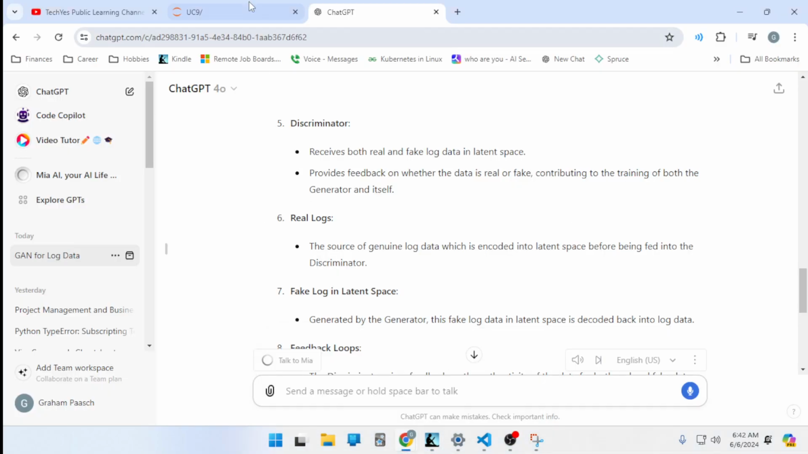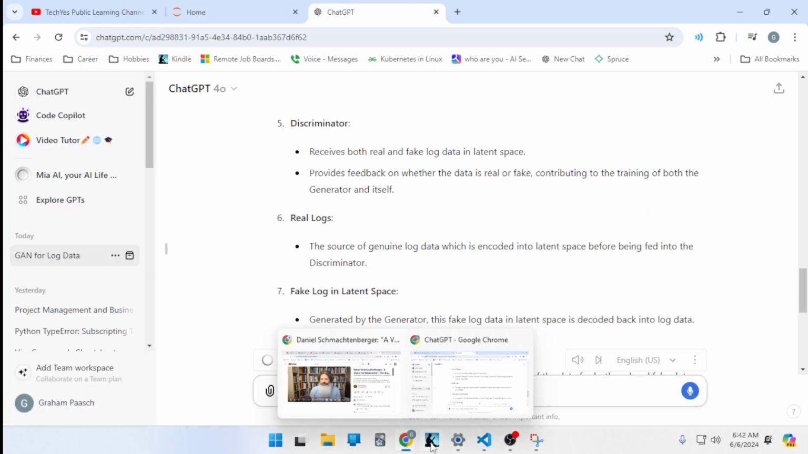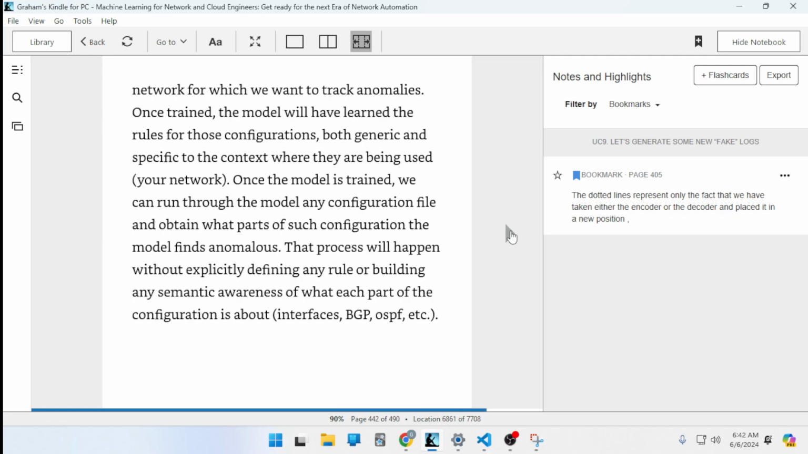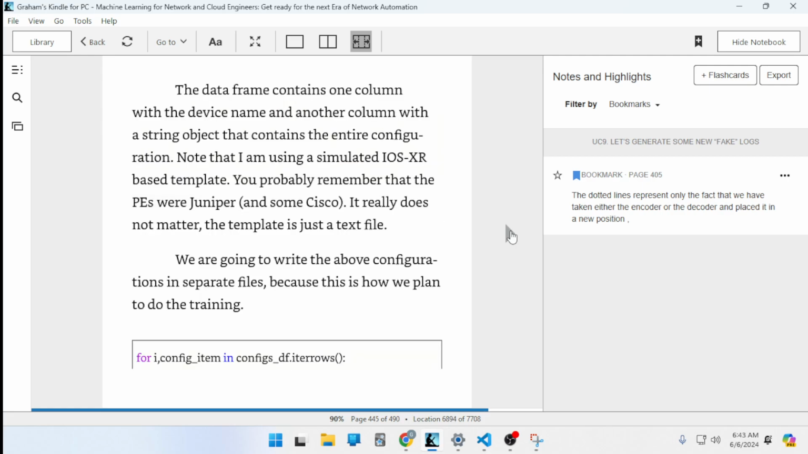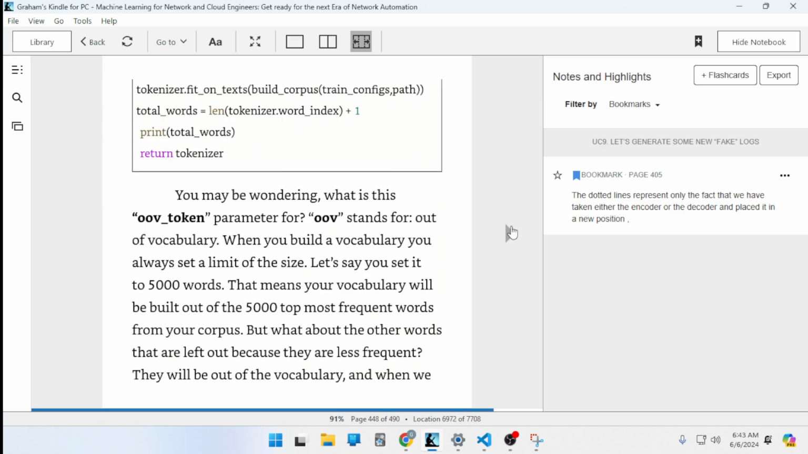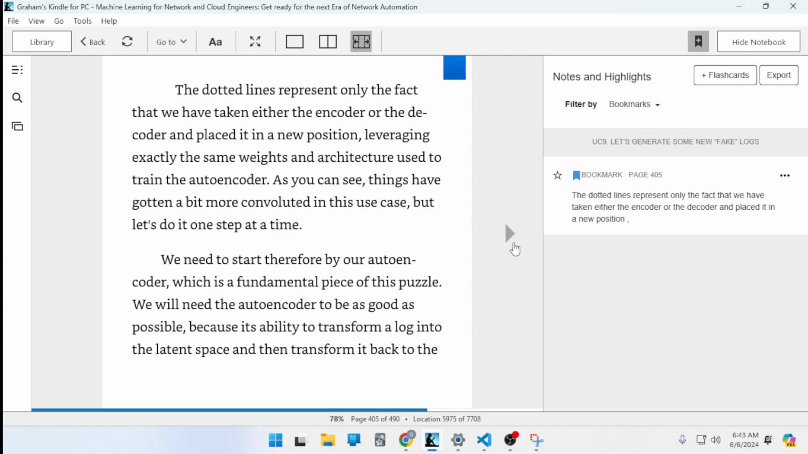Oh, so it looks like there is actually a use case 10. There's just no notebook for it. So unfortunately, this isn't the last use case. There's just no... Oh, there is a notebook for it. Well, where is the notebook then? Okay. Anyways, eyes on the prize.